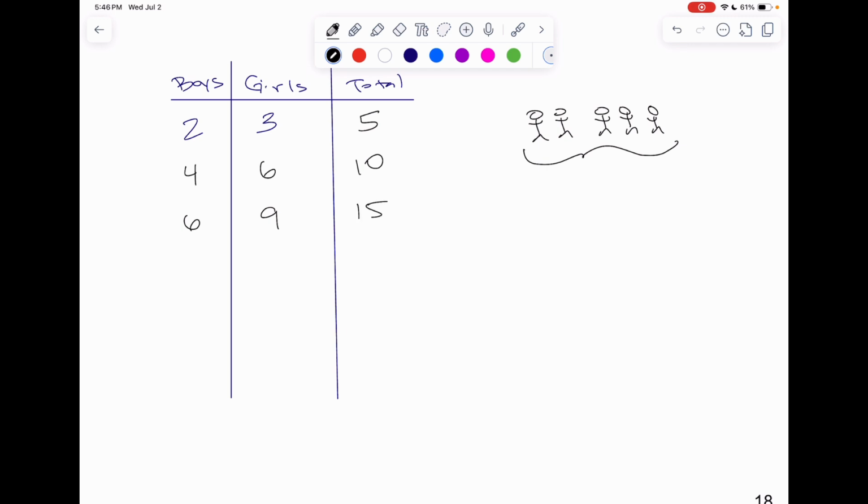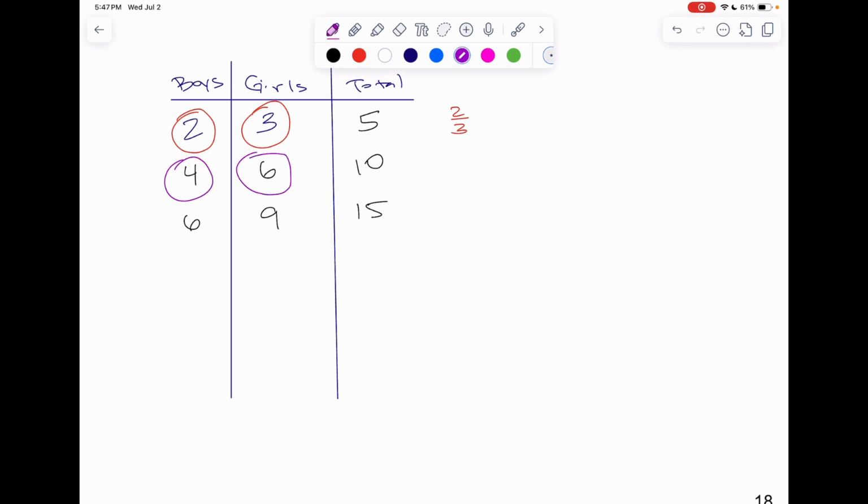Now I want you to notice something. Whenever I do a fraction or a ratio between boys and girls, I get 2 over 3. Boys to girls, 4 over 6. Boys to girls, 6 over 9. What do all of these equal? They all equal 2 over 3, the most reduced version.